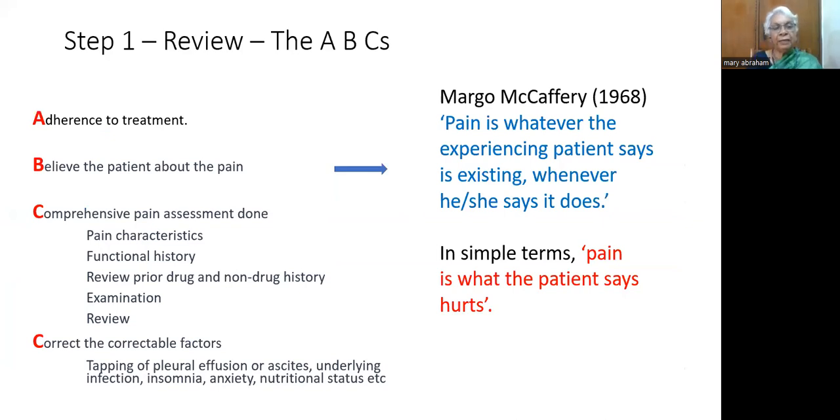Now, when we review the patient, it's useful to remember A, B, C. A: is the patient adhering to the treatment that you're giving? B stands for believe the patient. It was Margo McCaffery in 1968 who said that pain is whatever the experiencing patient says it is, existing whenever he or she says it does. In simple terms, pain is what the patient says hurts.